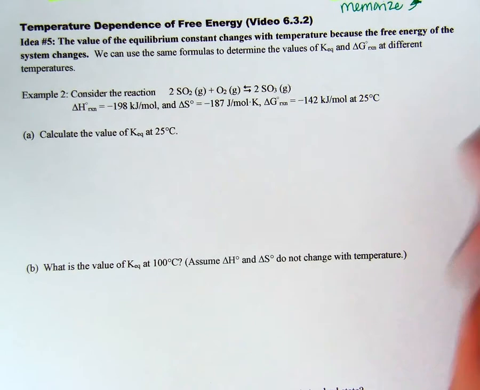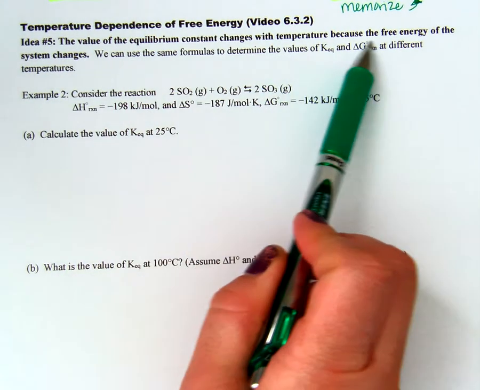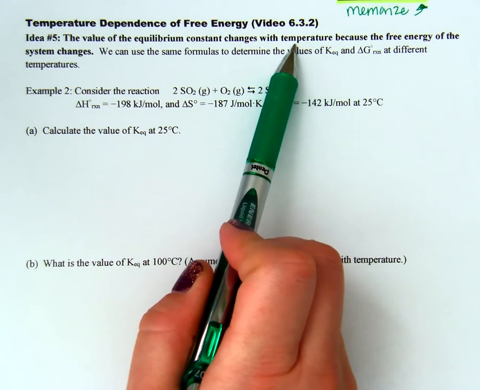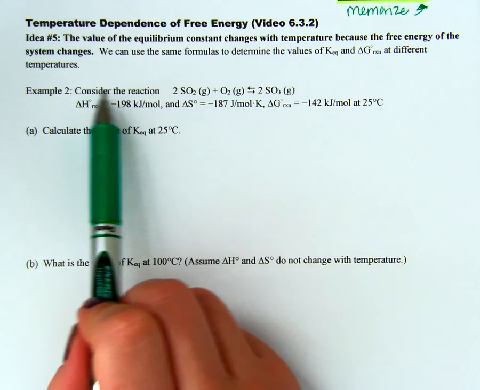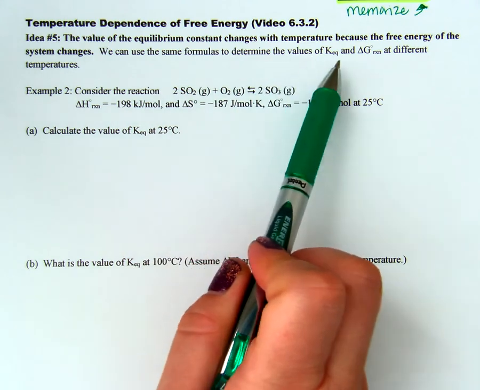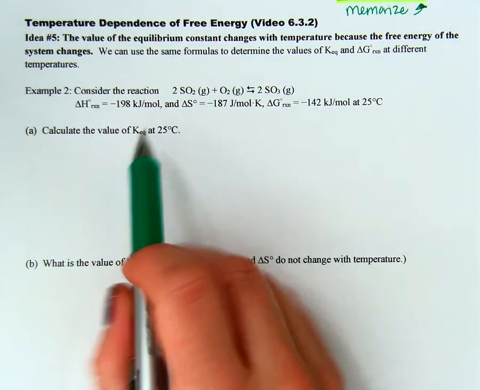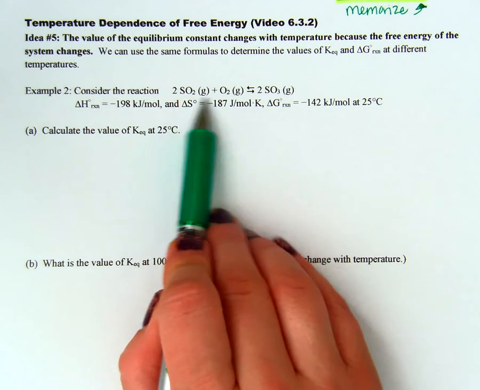So idea number 5, the value of the equilibrium constant changes with the temperature. That is key right there, because the free energy of the system will change. Now we can use the same formulas to determine the values of KQ and delta G reaction, and we'll do this at different temperatures. So for example 2, we're going to consider this reaction for the whole video.